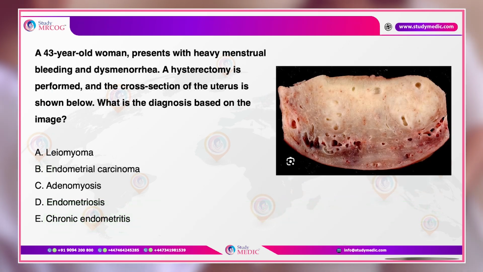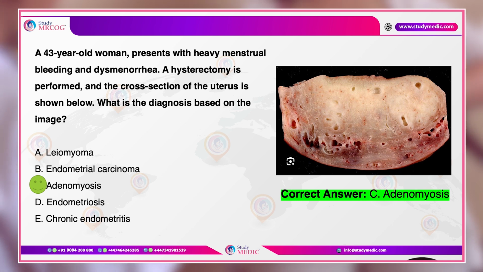So this here is an image-based question, and it reads that a 43-year-old woman presents with heavy menstrual bleeding and dysmenorrhea. A hysterectomy is performed, and a cross-section of the uterus has been shown below. What is the diagnosis based on the image? Is it a leiomyoma, an endometrial carcinoma, an adenomyotic lesion, endometriosis, or chronic endometritis? Now, this is a beautiful image, so see what you can see here, and let's see what the answer is.